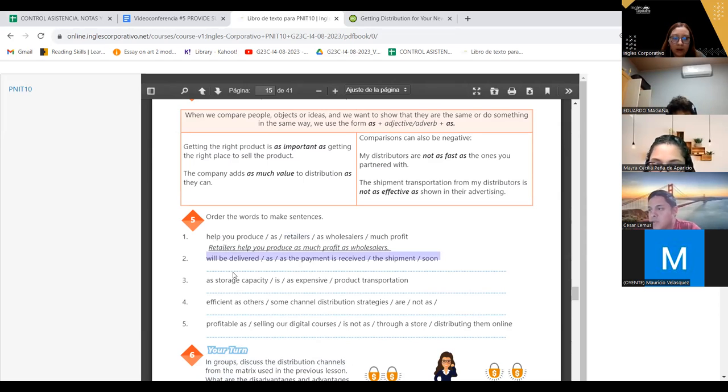Let's go with number two. We have: will be delivered, as, the payment is received, the shipment, soon. How do you put it in order? The shipment will be delivered as soon as the payment is received. Yes, that's right. As soon as the payment is received. Number three: as storage capacity is as expensive product transportation. How do you put that one in order?